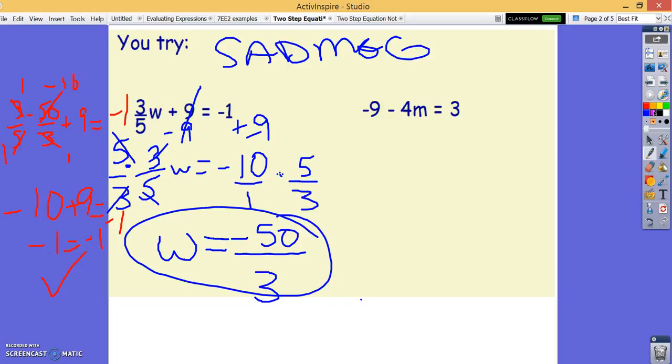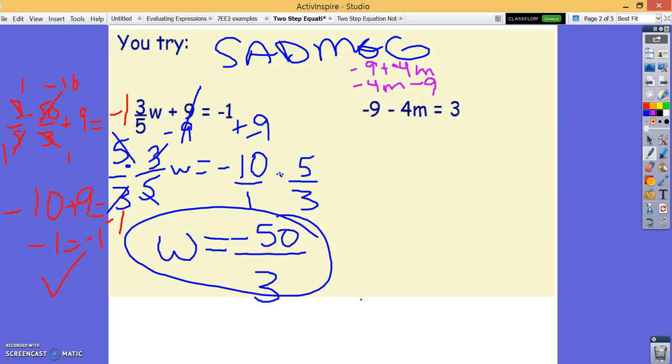So let me rewrite the left-hand side of the equation over here for a moment, just to show you a little bit more about this problem. In this problem, if I want to rewrite it so that the negative 4m comes first, I would have to do a leave change opposite since subtraction is not commutative. This problem is actually negative 4m minus 9 on the left-hand side.